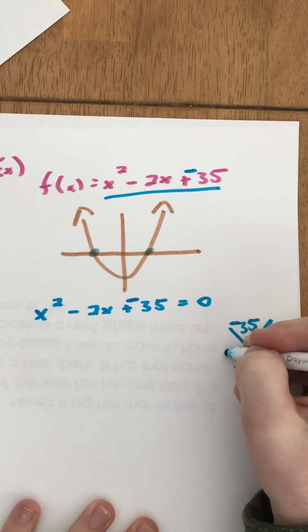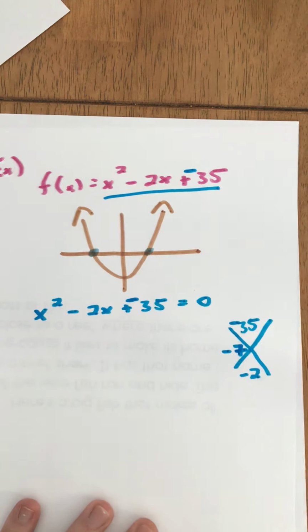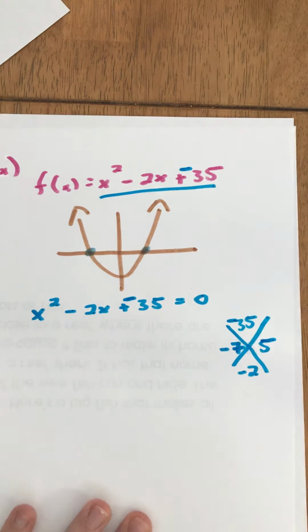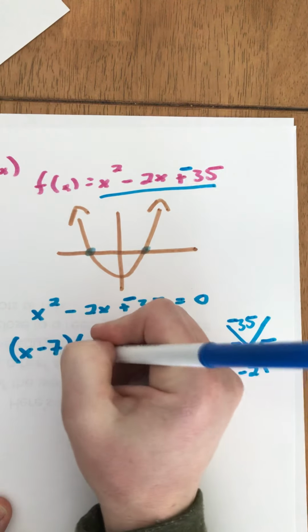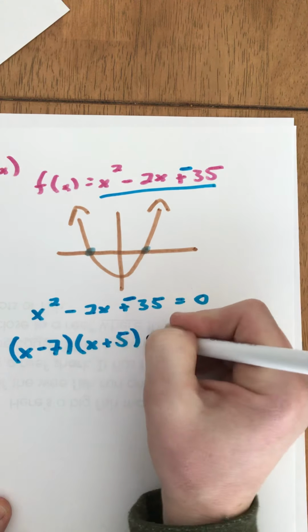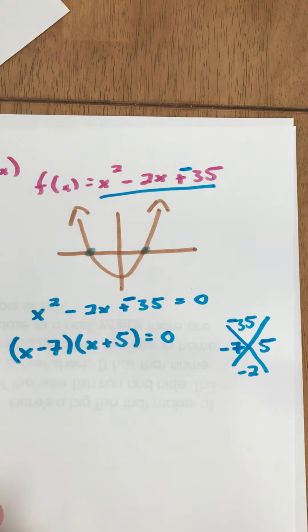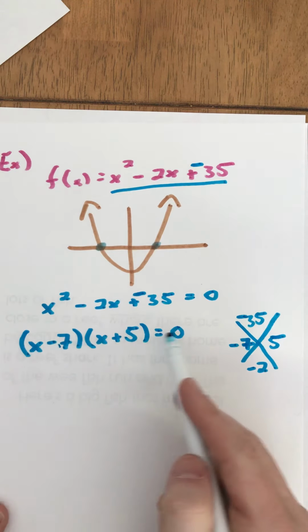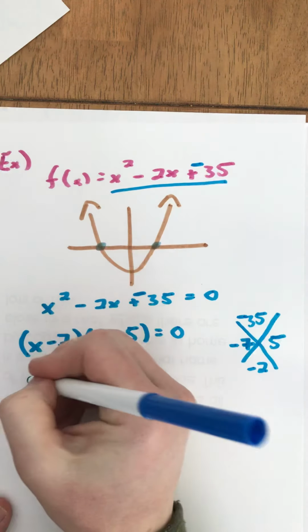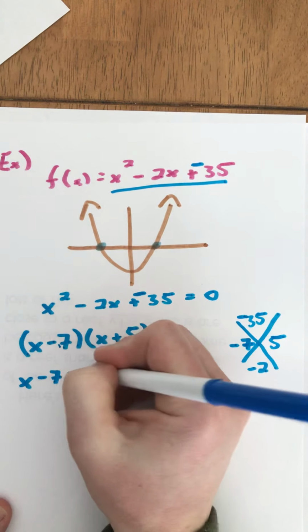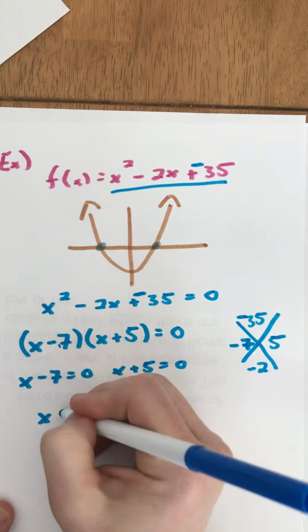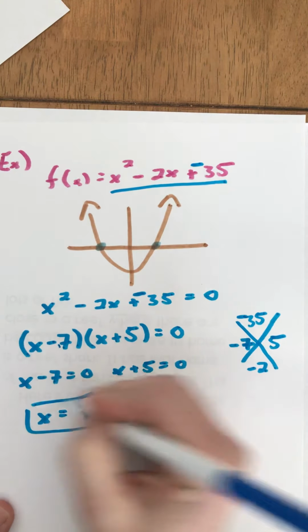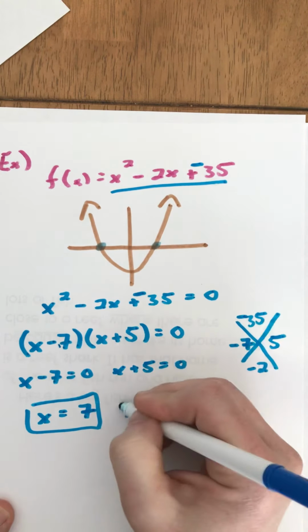So in this case, we'll say this is negative 7 and positive 5. So when I factor this, I'm going to have x minus 7 times x plus 5 equals 0. And now I'm going to set each of these factors equal to 0. So x minus 7 equals 0, x plus 5 equals 0. So my two answers here are going to be x equals positive 7 and x equals negative 5.